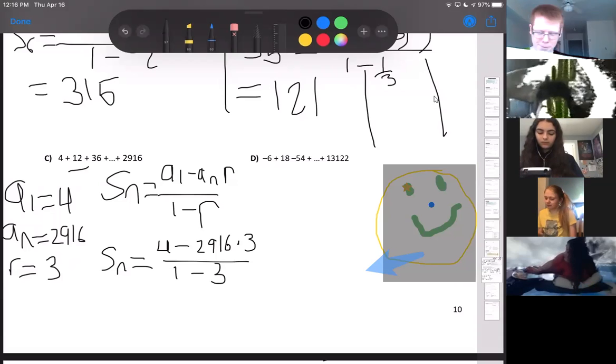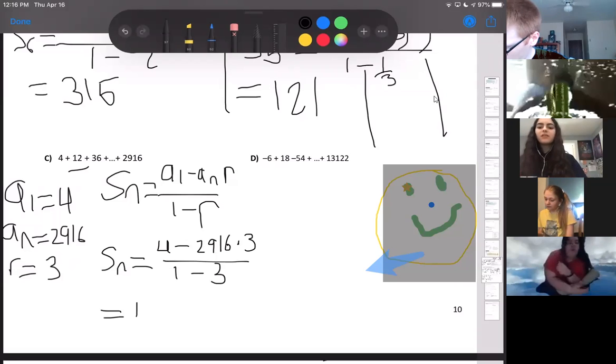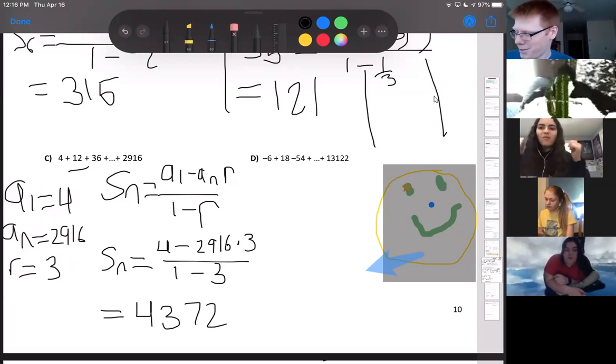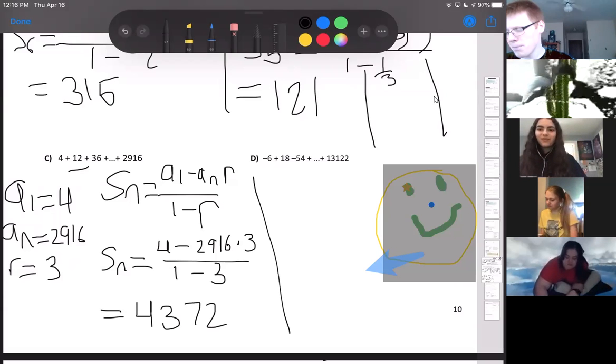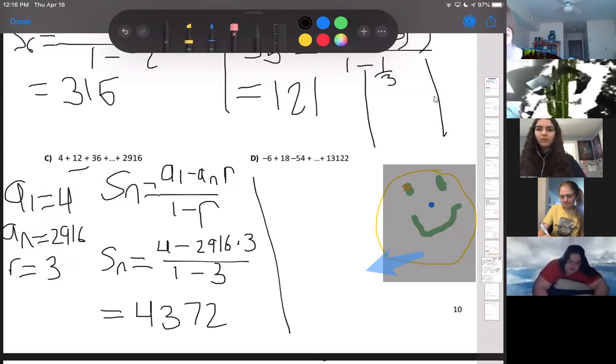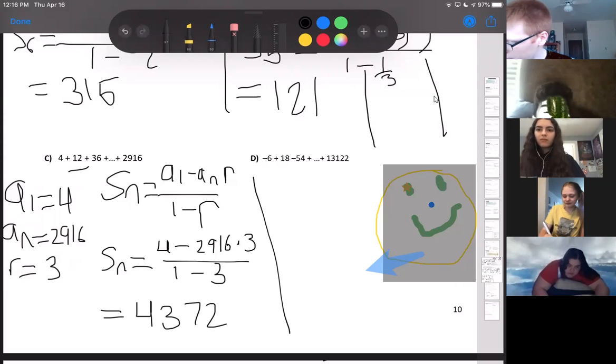If you have a calculator, or if you just want to take my word, if you work that out, you should get 4,372. That is a big number. But if you think about it, going from 4 to 2,916, adding something that's tripling, I bet that's a pretty good number together.